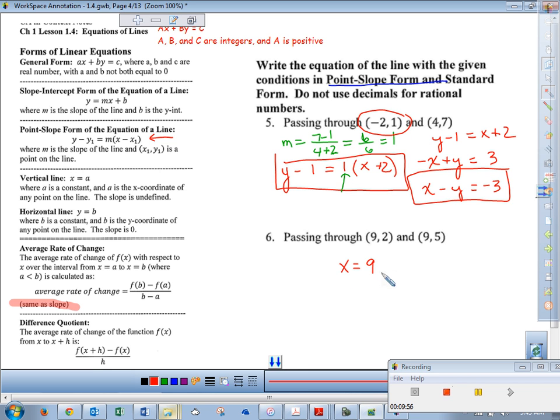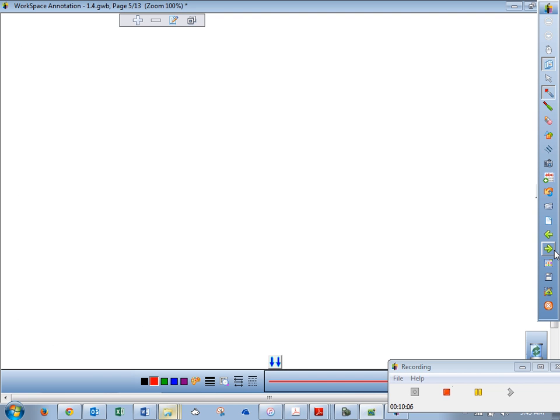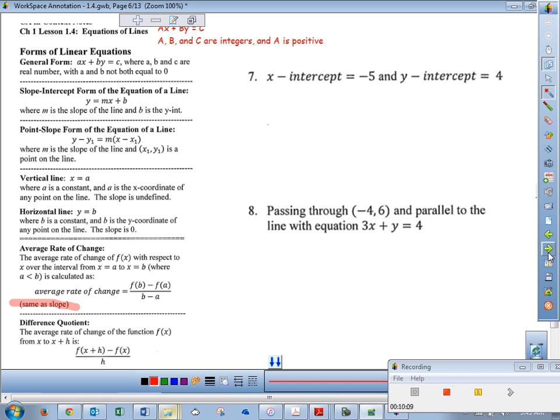Both ways. There's no way to put that in point slope form because the slope is undefined, and you cannot put undefined in for m. It's just x equals 9 for a final answer on that. Yeah? Another blank screen.